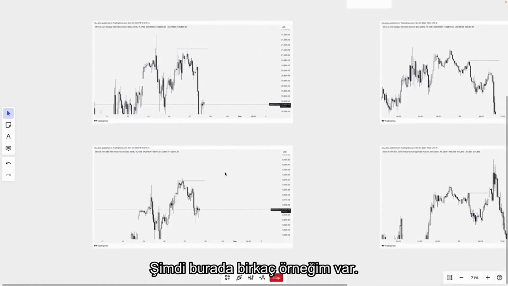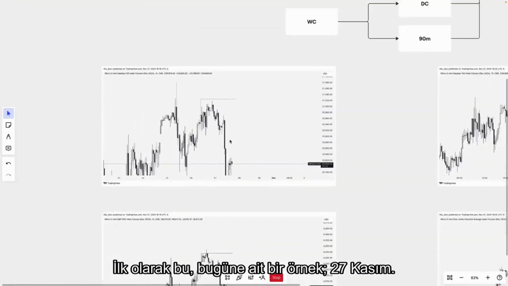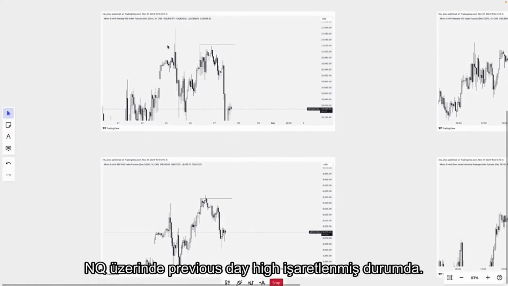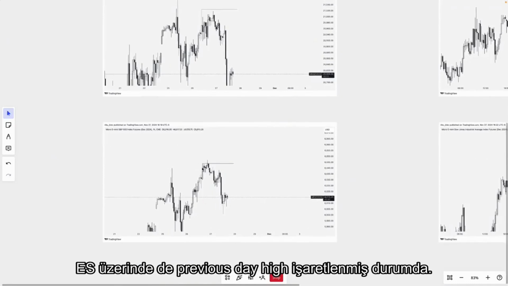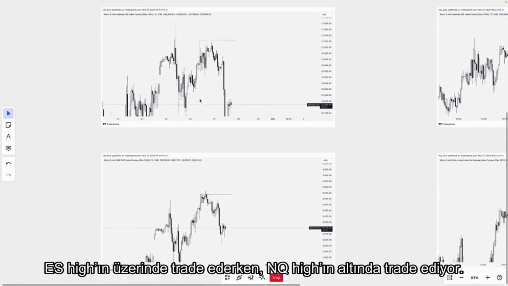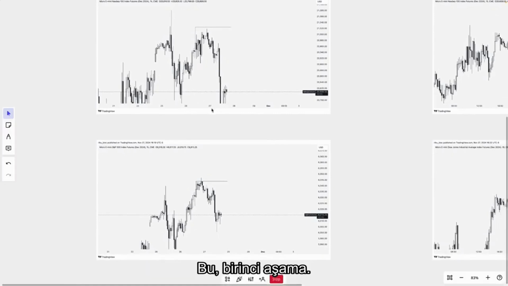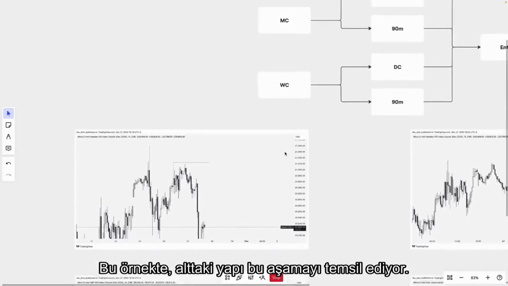Now I've got some examples here. So first, this is an example of today, the 27th of November. So on NQ, here we have previous day high being marked out. And on ES, we have previous day high being marked out. We have ES trading above, NQ trading below. This is a weekly cycle sequential SMT. That's stage 1. So in this example, it's this bottom one.